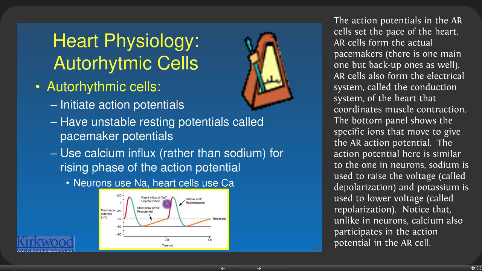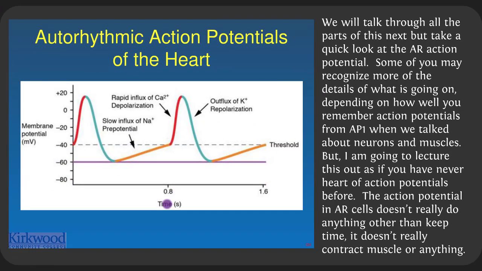So calcium didn't help with action potentials in neurons. It helped with neurotransmitter release, but it didn't form the actual action potential. Here, calcium plays a major role in depolarizing AR cells in the cardiac AR action potential. We'll talk through all the parts of this next, but take a quick look at the AR action potential.